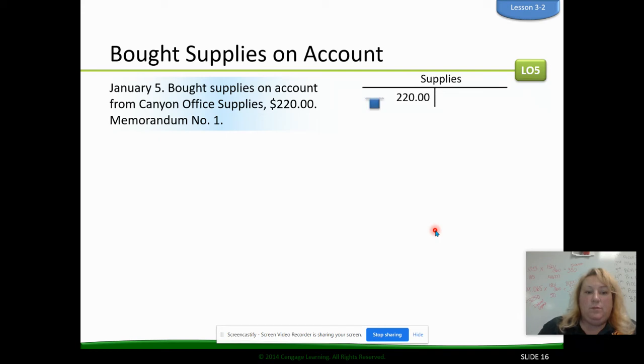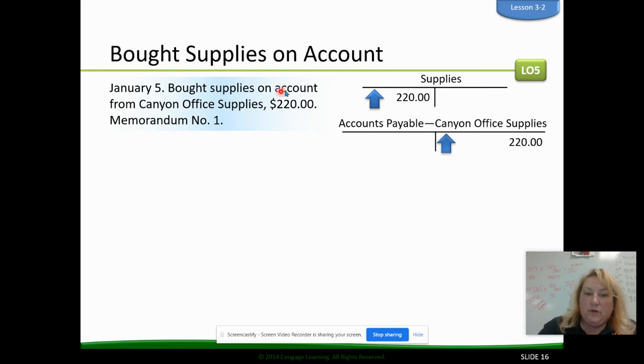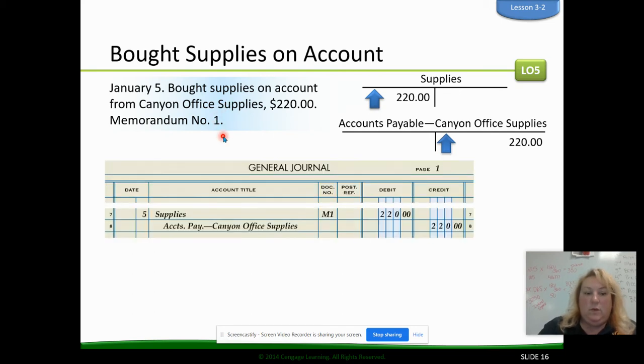The next transaction, bought supplies on account, January 5th. So remember, those 2 words are key, on account. That means we've bought them, but we haven't paid for them yet. So that's why they give us Canyon Office Supplies. So our supplies are going up, and so is our liability because I owe the money since I haven't paid for it yet. So notice the transaction is through a memorandum, and it's number 1. So we have our 5th, supplies, memorandum number 1, how much we have for our debit, and then we have our credit.